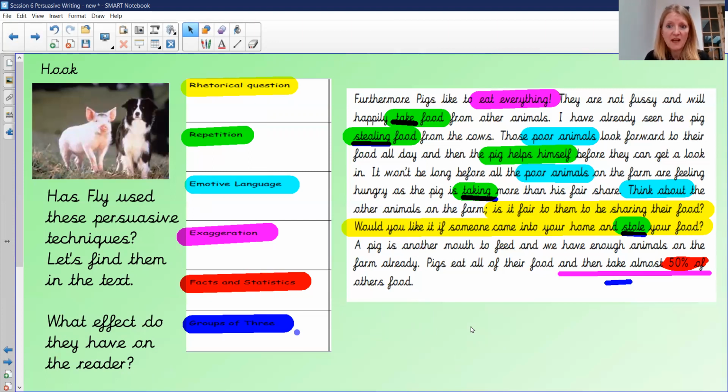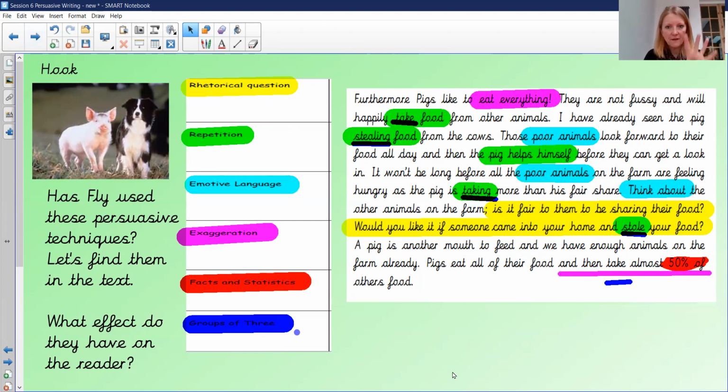He's not thinking about the other animals. All he's thinking about is himself and wanting to get all that food, especially in this paragraph, for himself. And he doesn't care whether he's stealing it, whether the other animals are going hungry. All of those features that Fly has written are trying to make us feel this pig is not a nice animal. So that's what she's trying to do with all of these features of persuasive writing, all in just one paragraph. Okay, well done if you spotted all of those, and if you have spotted any others as well.